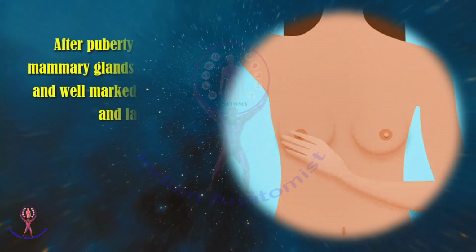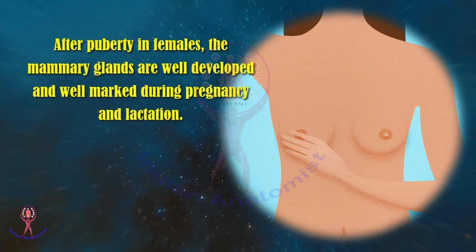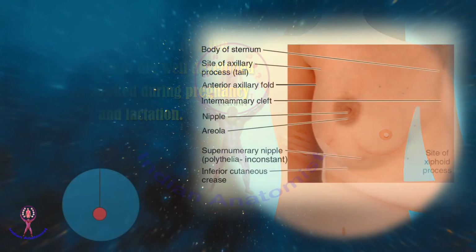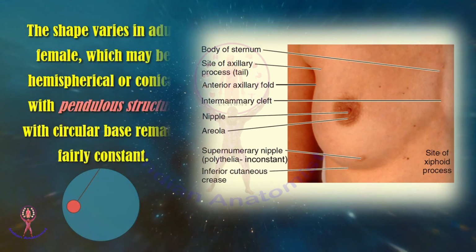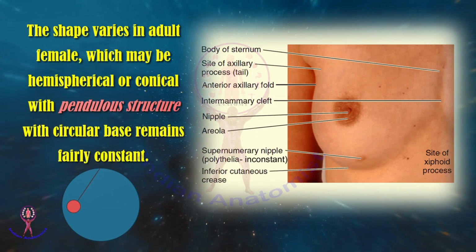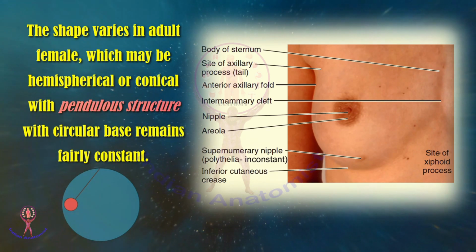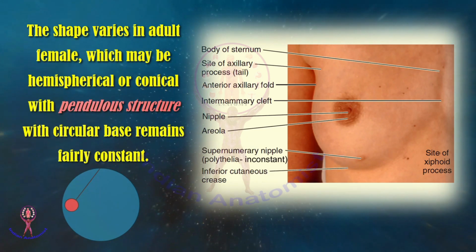After puberty in females, the mammary glands are well developed and well marked during pregnancy and lactation. The shape varies in adult females, which may be hemispherical or conical with a pendulous structure, with a circular base remaining fairly constant. With this brief introduction, we will see the anatomy of the mammary gland.